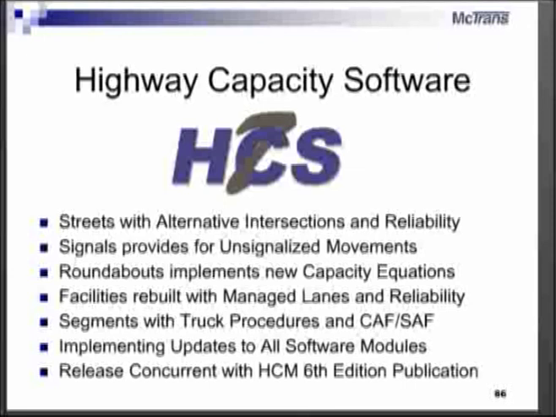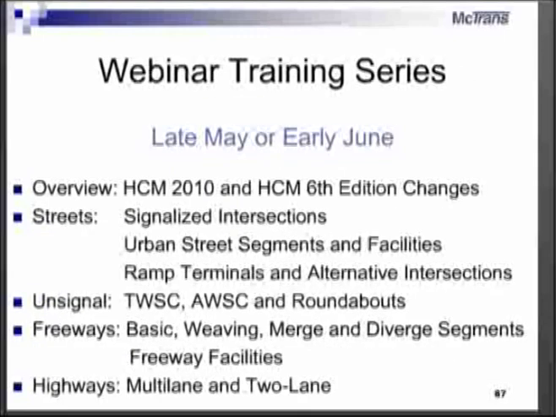So what I'll do now is I'll go ahead and close this down. I'll tell you that this is the way the training course looks. We do it in 8 90-minute sessions. The first 90-minute session is very similar to what you saw today. We do an overview of what's coming. And then we break it down, three 90-minute segments for signals, urban streets, ramp terminals, alternative intersections. And then the 5th one is on unsignalized intersections, two-way stop, all-way stop, and roundabouts. And then we do 2 on freeways to cover the segments and the facilities, and then 1 on highways at the end.